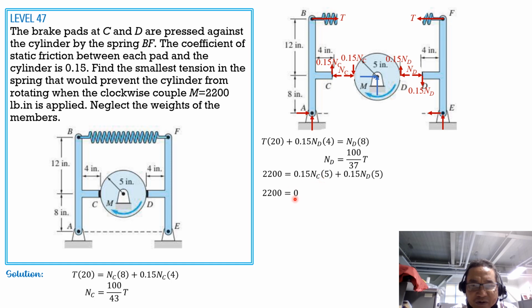So 2,200 equals 0.75 quantity N sub C, which is 100 over 43T, plus N sub D, which is 100 over 37T, leaving T as the only unknown here. So from here, we can now compute the tension T. So the smallest tension T required for the system for this cylinder to be about to rotate, or its rotation is prevented, is equal to 583.4 pounds.